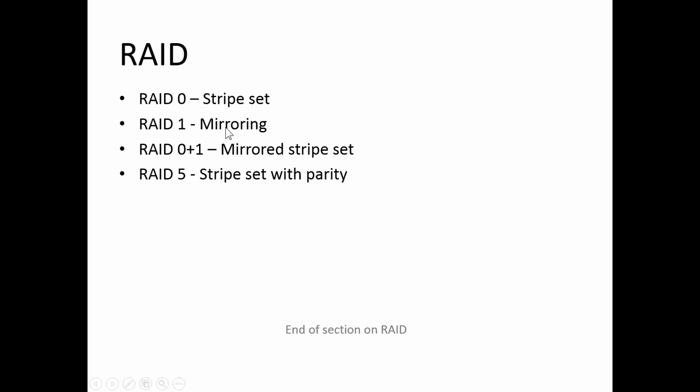RAID level 1 is mirroring. RAID level 0 plus 1 is a mirrored stripe set, but it's an awfully expensive way to go. And RAID level 5 is a stripe set with parity. And this concludes our section on RAID level 5.